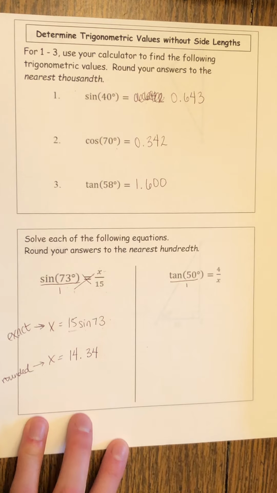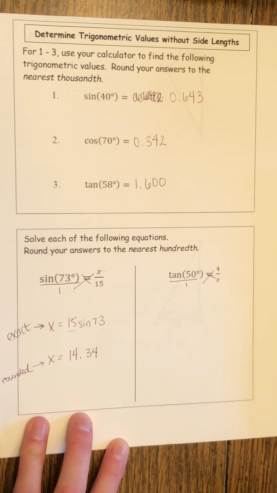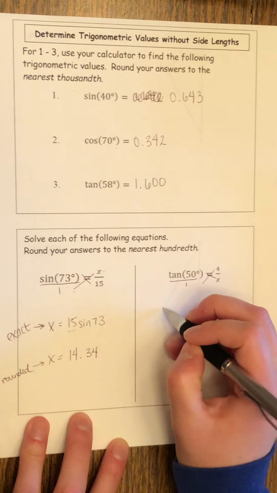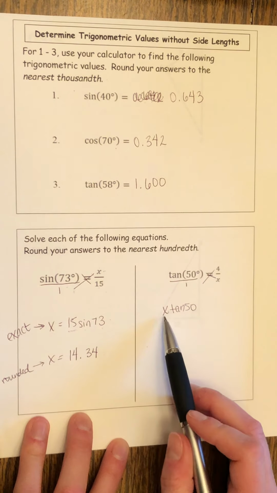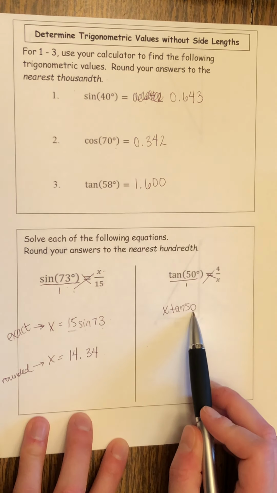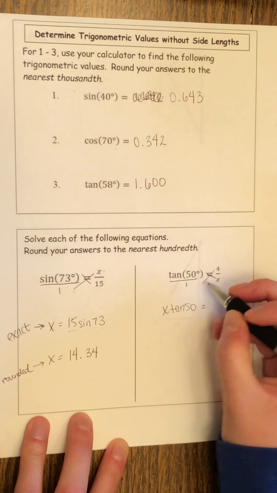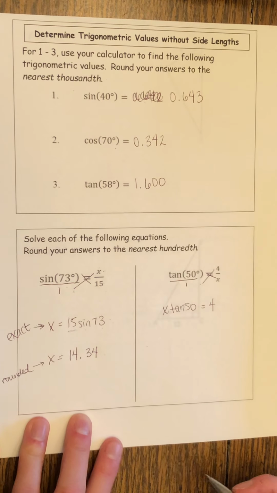So I'm going to do the same thing for the second one, try to make it look like a proportion, because I know I can solve a proportion by cross multiplying. So my first cross product, I'm multiplying x by the tangent of 50. And again, I always write the trig ratio last and the number or the variable first. My second cross product, I get 4. 1 times 4 is 4.